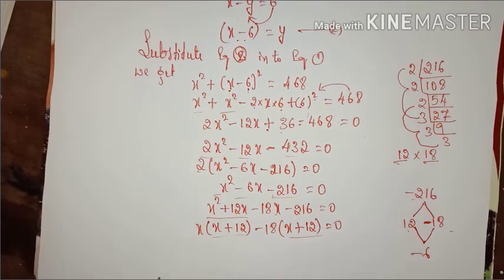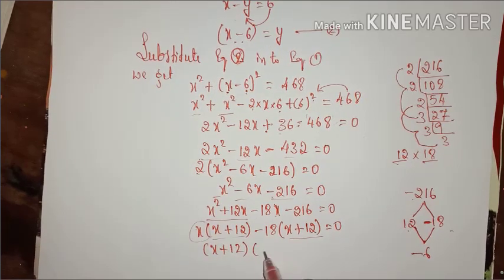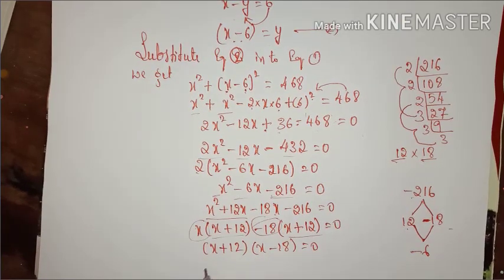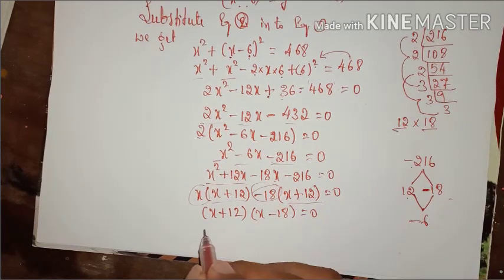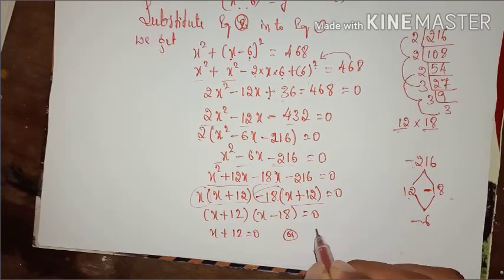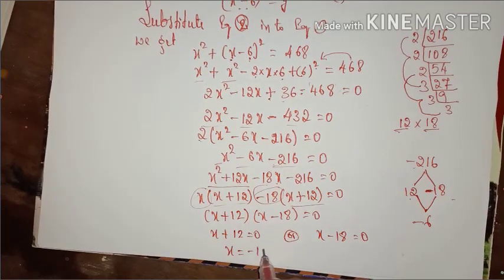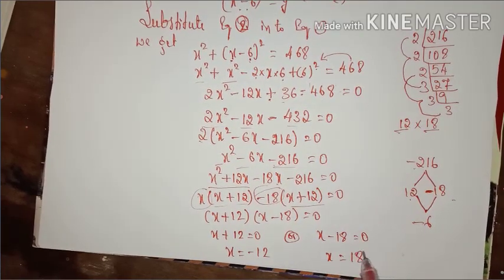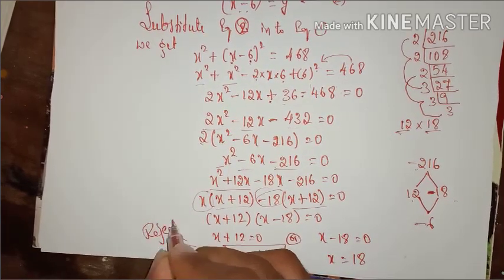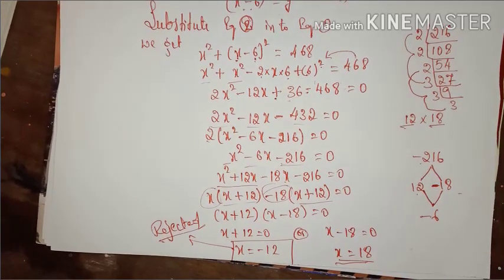So x plus 12 is common for both. Let me take x plus 12 as common, and the remaining is x minus 18 equals 0. Let us separate these two now. So x plus 12 equals 0, or x minus 18 equals 0. Here x equals minus 12, and here x equals 18. The negative one is definitely rejected because of negativity, and x equals 18.